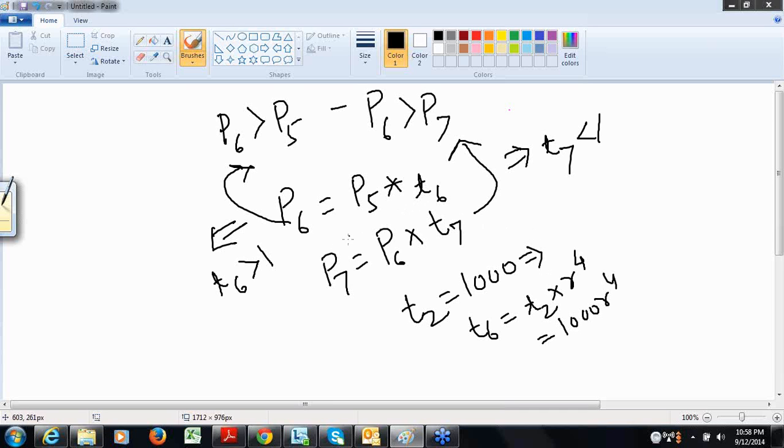So if P6 is greater than P5, that means what? That means T6 has to be greater than 1. Then only P6 can be greater than P5. See this equation and this equation. If P6 is equal to P5 into T6, and P6 is greater than P5, then this value has to be greater than 1. Then only this is possible. Everybody is clear with this? Anybody has a problem?